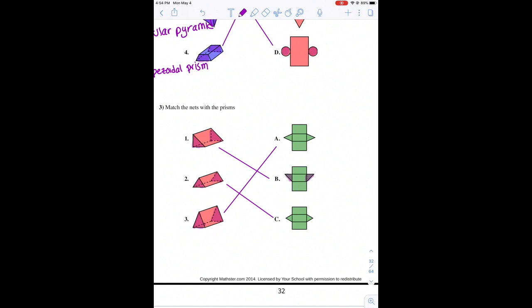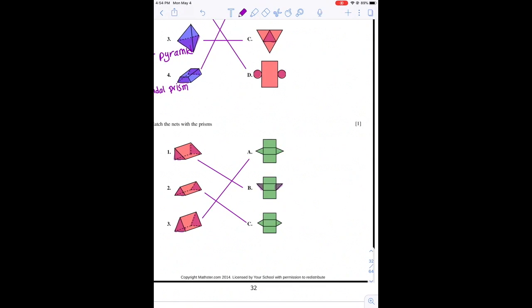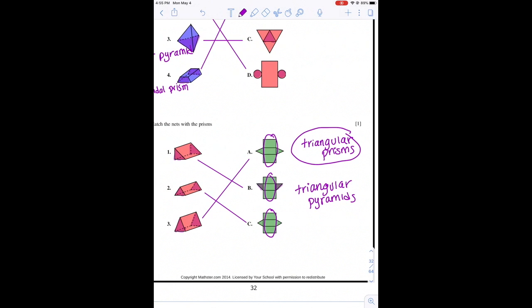Now all of these shapes are the same, and I want you to tell me which one it is. Are all of these shapes triangular prisms, or are all of these shapes triangular pyramids? Think about that for a second. If you need more time, you can pause the video because I'm about to say the answer. These are all triangular prisms. The reason for that is if you look at all the sides that are not the bases, they're all made of rectangles. Rectangles go with prisms, not pyramids.